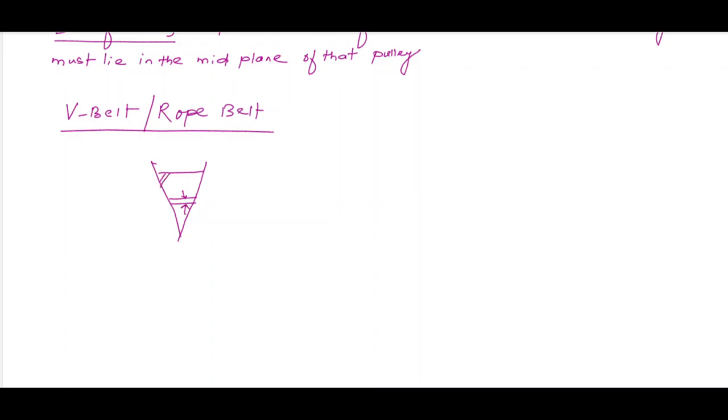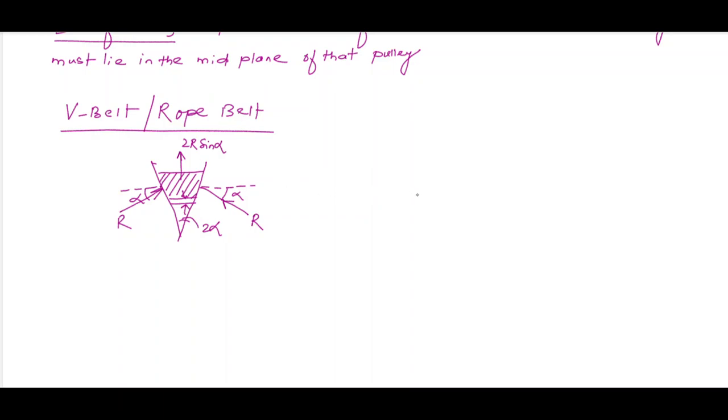Now let me hatch this portion indicating the belt part, and this R represents the normal reaction to this inclined plane, which is at an angle alpha with horizontal. So from this side also there will be reaction R with an angle alpha with horizontal, and this angle will of course be 2 alpha. So the total normal reaction acting in upward direction is 2R sine alpha.